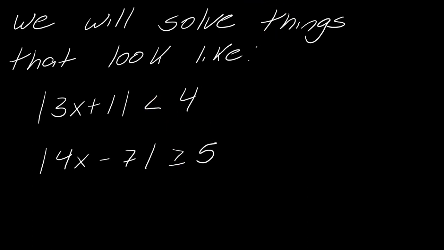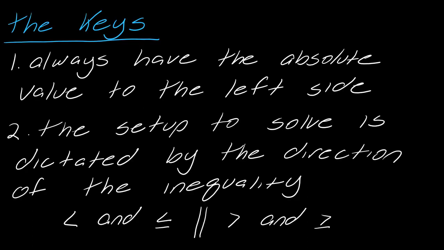Okay, so I want to just tell you the punchline to this not actually funny joke. There are two keys to solving absolute value inequalities. I am just going to repeat this over and over because these are kind of confusing, so when you get stuck, refer back to the keys. First things first, always have the absolute value to the left side of the equation. And the second thing is that the setup to solve is really dictated by the direction of the inequality.